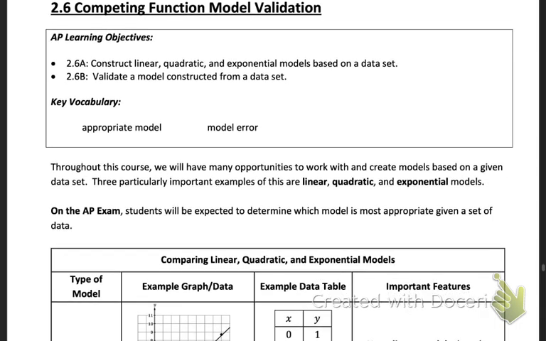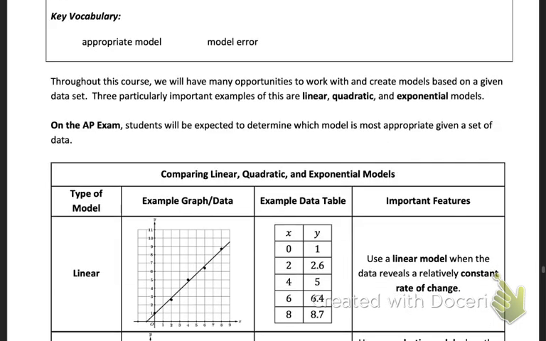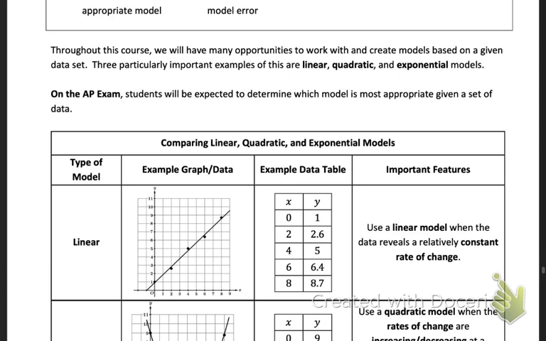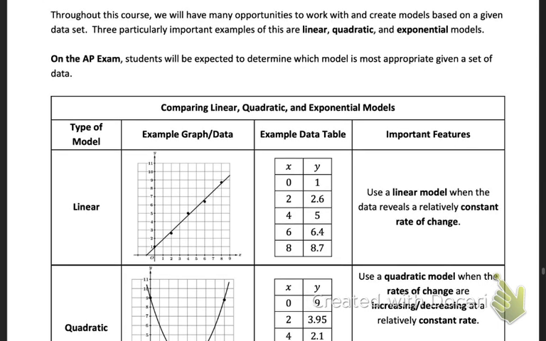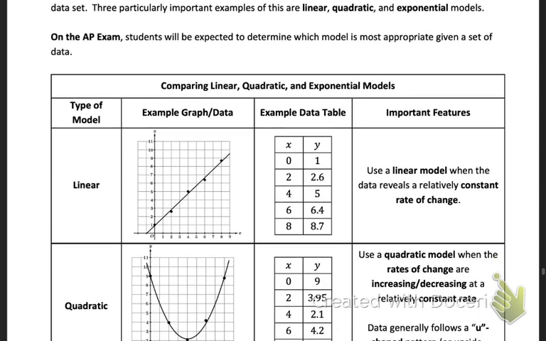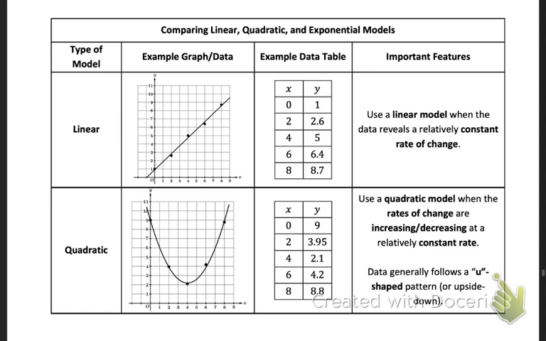Okay, so we have talked about linear, quadratic, and exponential quite a lot so far this year. We've looked at this in terms of rate of change. We've looked at their form in terms of an equation, and we've talked about what their graph looks like. And so on the AP exam, you're often going to be asked to choose which of the models is going to be the most appropriate given a particular set of data. So let's refresh really quickly on what we know.